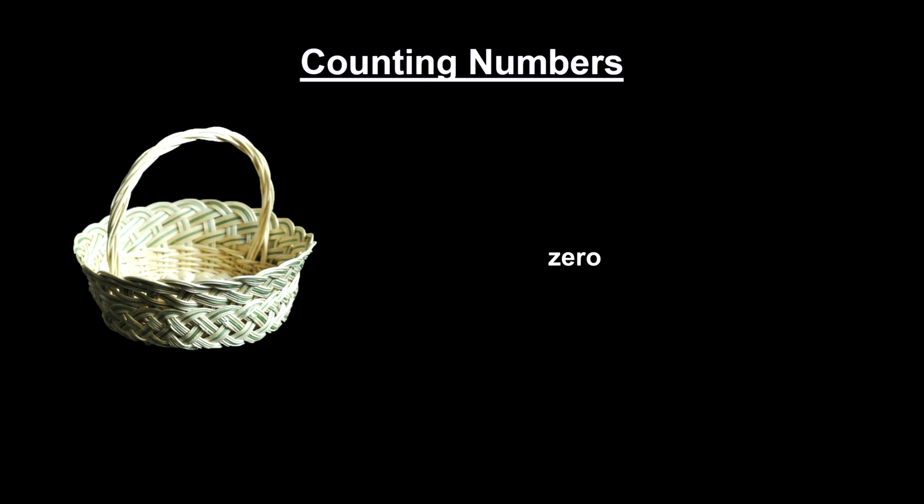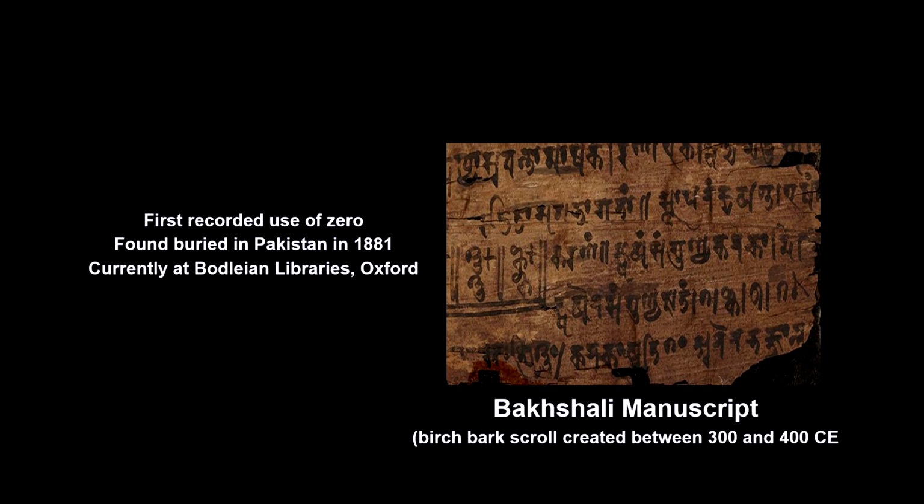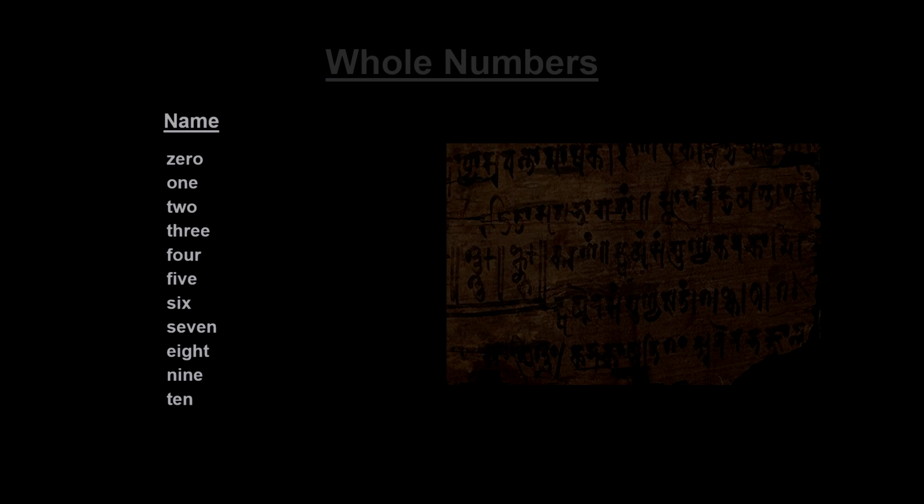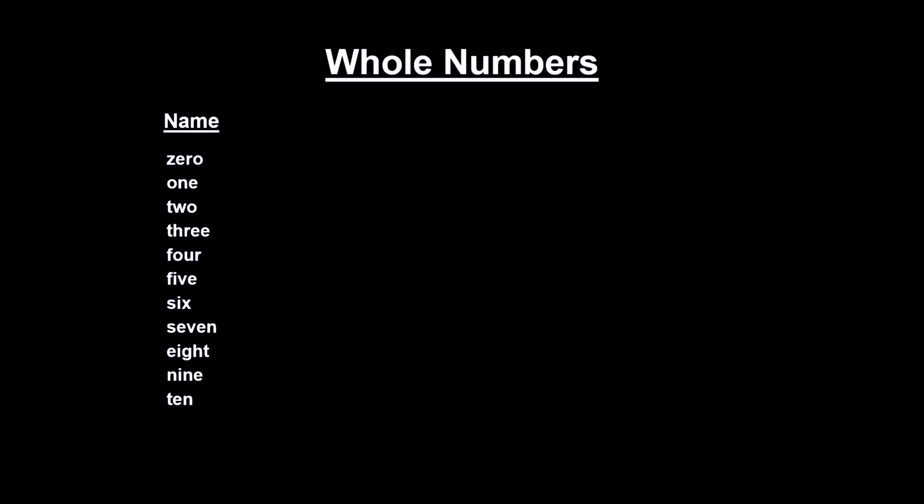The counting numbers did not include the number 0. You cannot count 0. Its origins date back to a famous ancient Indian scroll called the Bakshali manuscript, created 1,600 to 1,700 years ago. Back then, it was written as a dot, used as a placeholder for numbers larger than 9. If we add the number 0 to our set of counting numbers, we get the set of whole numbers.